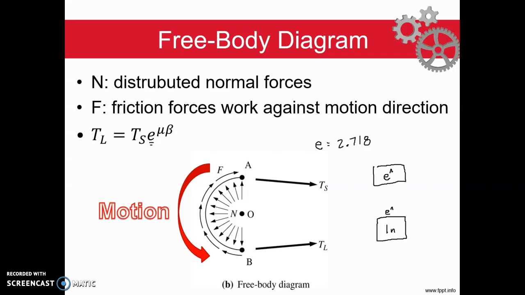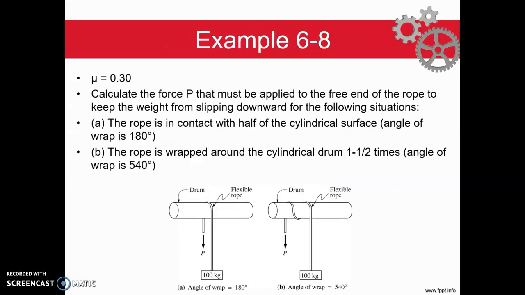So let's put this into practice. Let's look at an example problem here. 6.8 from the textbook, where we want to calculate the force that must be applied to the free end of the rope. P is what we're looking for. That's what we're going to try to solve for, to keep the weight from slipping downward for the following situation.